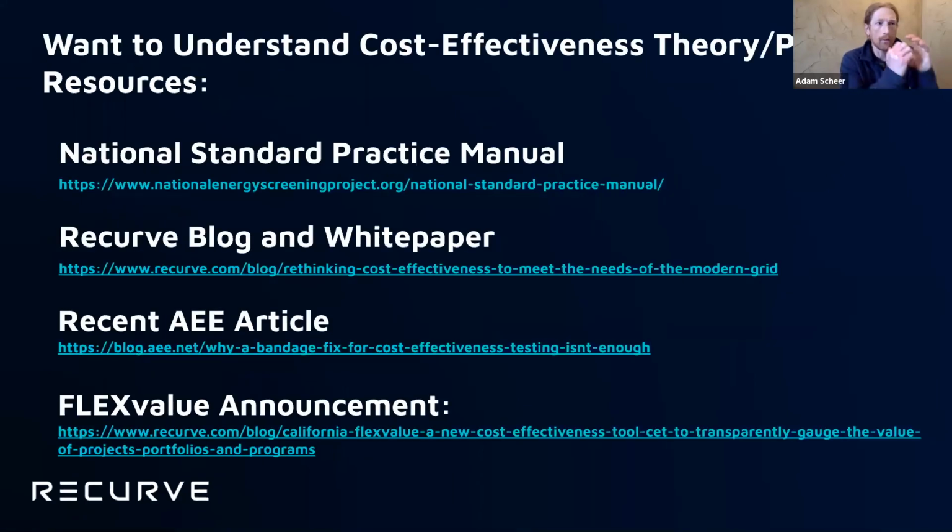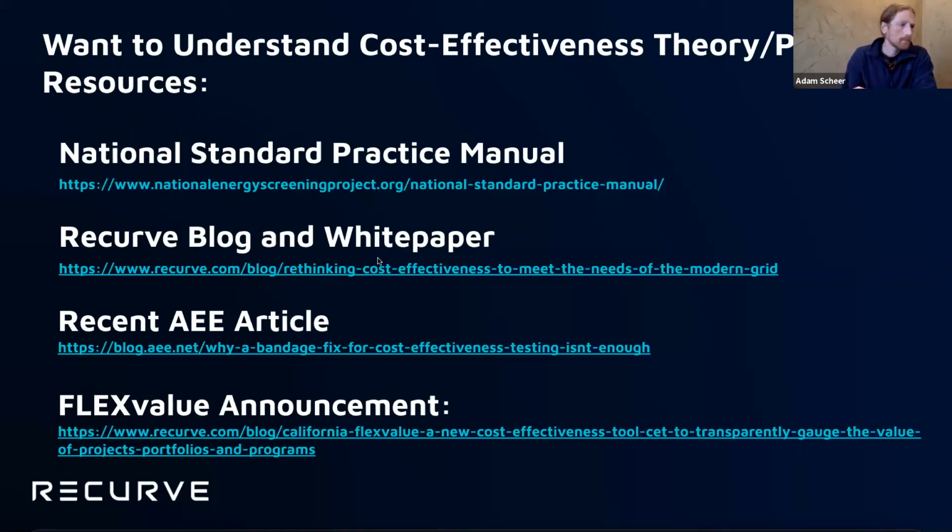So I want to say that this is not a talk really focused on cost effectiveness policy or the theory of cost effectiveness. There are a lot of strong opinions about cost effectiveness. I happen to have many strong opinions about cost effectiveness and which policies should be in place. So I would just refer folks, if you're looking for a discussion of the advantages and disadvantages of the TRC versus the PAC, and you're looking at regulatory histories and things like that, there's quite a few resources I would point you to that are in this deck, and we'll share this deck at the end of today or in a few upcoming emails.